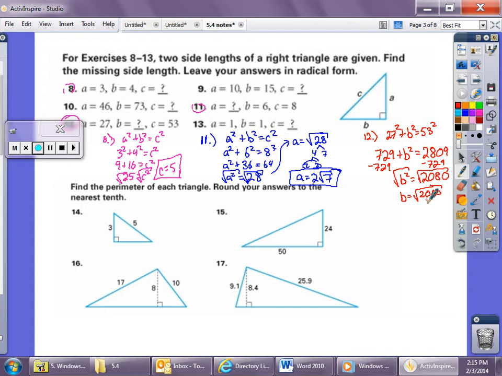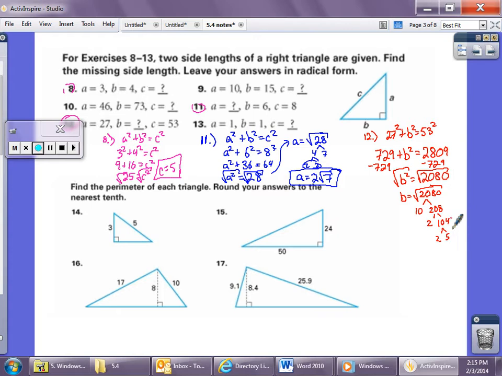Well, we can break this down into 10 and 208, 2 and 104, 2 and 52, 2 and 26, and 2 and 13. So I have a pair of 2's, and I have another pair of 2's. So that's one pair, that's two pairs, so that's 4. And I have 10 and 13, which is 130. So we get 4 radical 130.